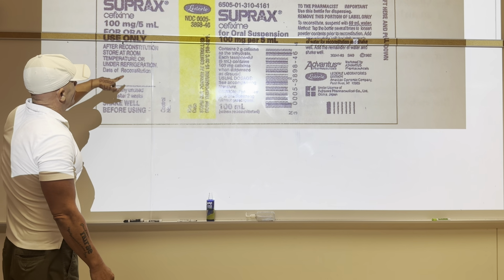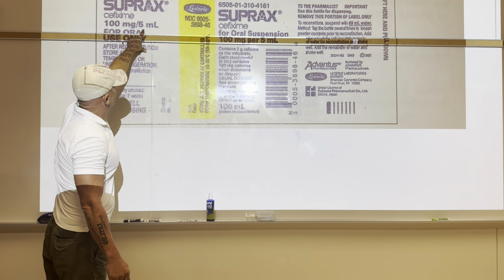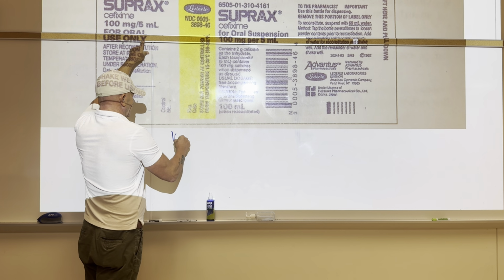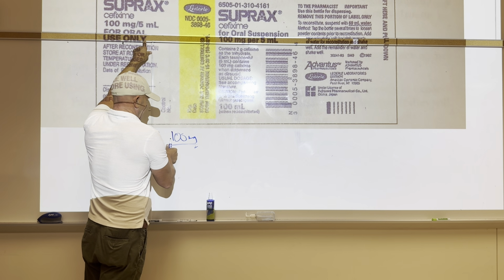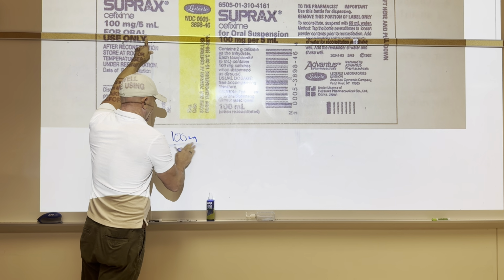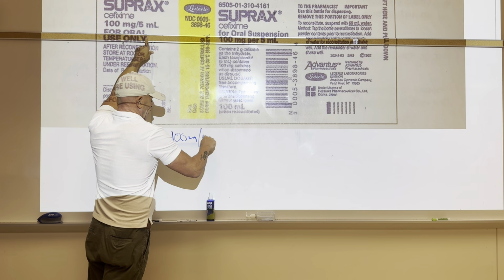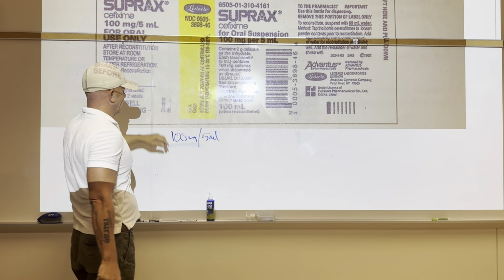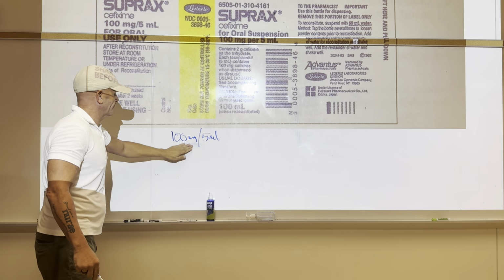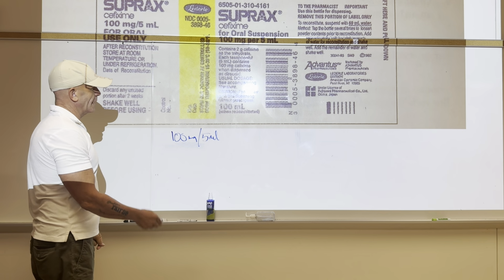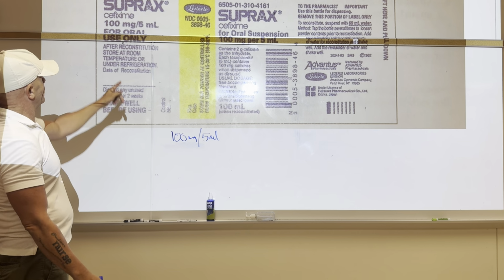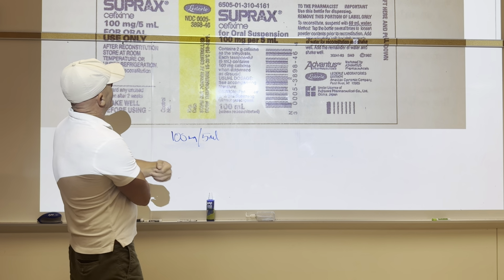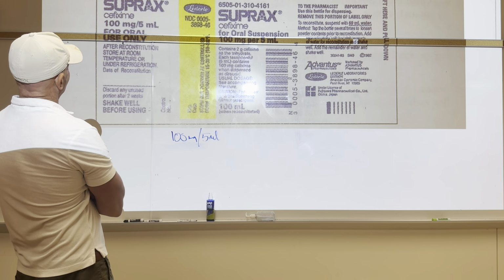Suprax. The dosage is 100 milligrams per 5 mLs. I'm going to do it this way because we're not doing the equation yet. Per 5 mLs. Okay, that's how you would see it written. I'm going to put it in a fraction form because it would confuse you guys. That's how you would see it written, like on the order or something. Okay, like you see it here.